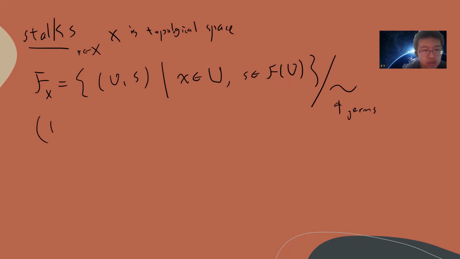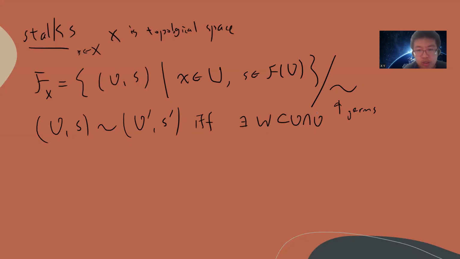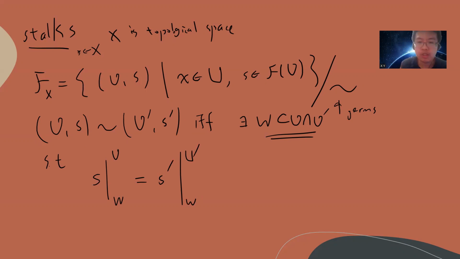Basically, we're saying that (U, s) is equivalent to (U', s') if you can find an open neighborhood W in the intersection of U and U' such that, when you do the restriction, since there is a restriction map on the sheaf, the restriction of s from U to W is the same as the restriction of s' from U' to W. You collect all of these, and this is called the stalk at x. I think this is simple; I'm just writing down a definition, and hopefully everything still looks good.